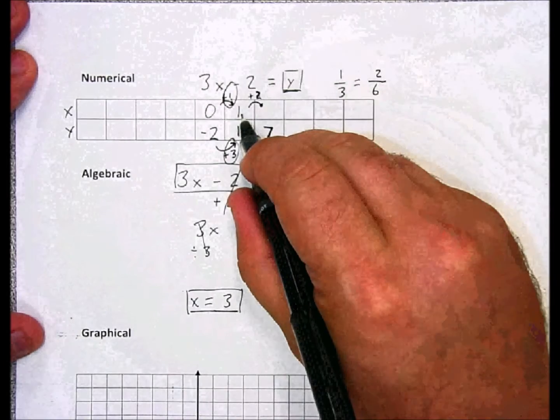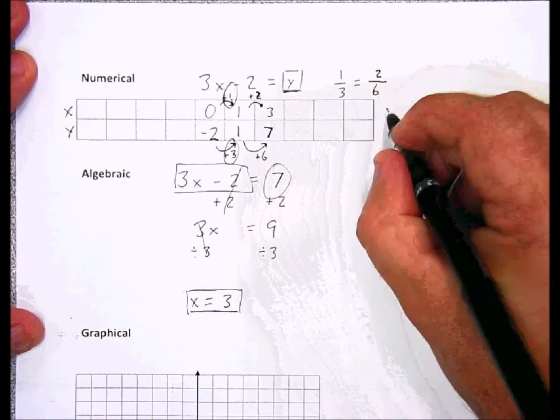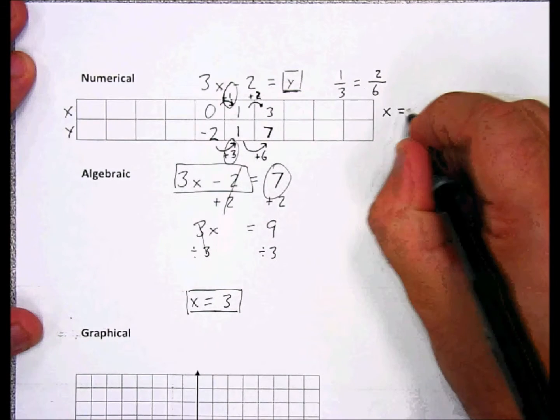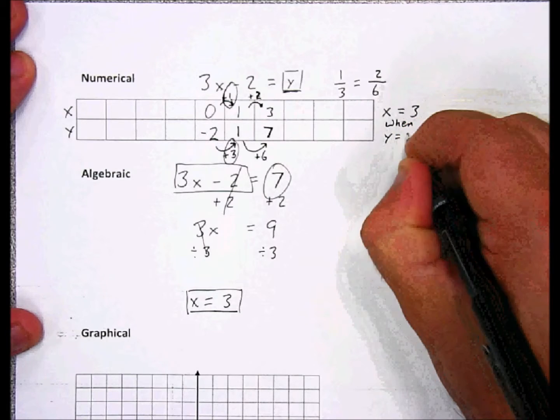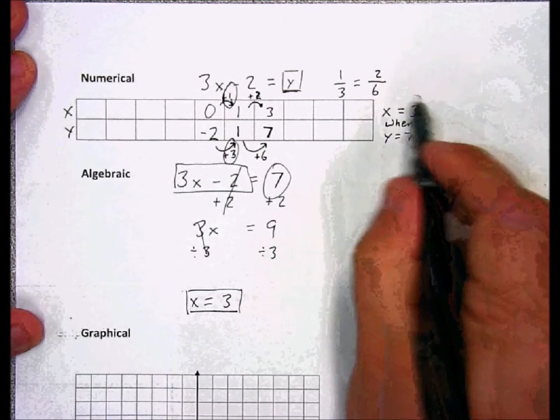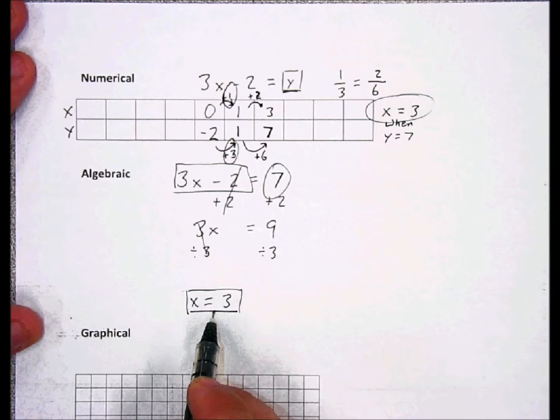And if I take 1 and I add 2, I'll end up at 3. So my x value equals 3 when the y value equals 7. And that confirms what I got down here. Okay, so those are confirming each other.